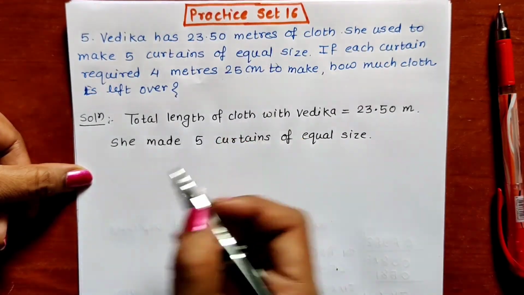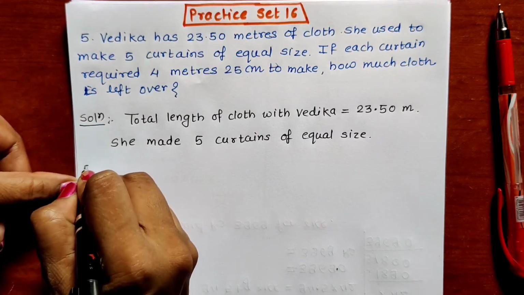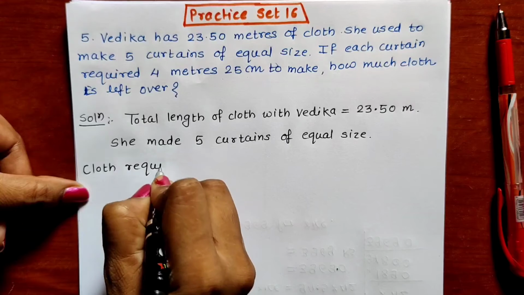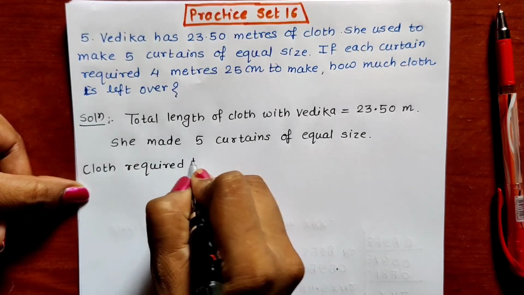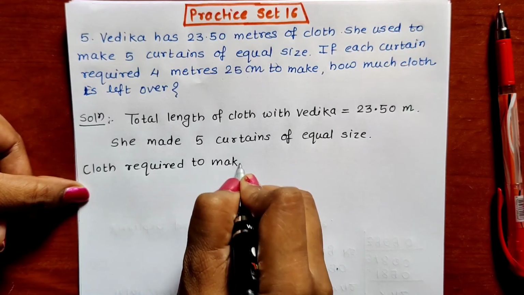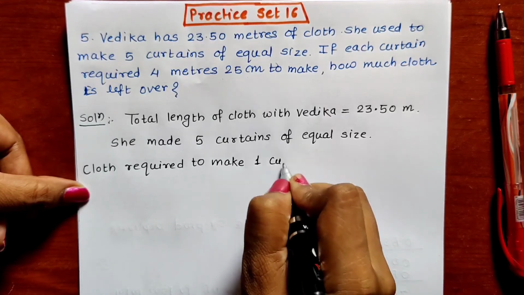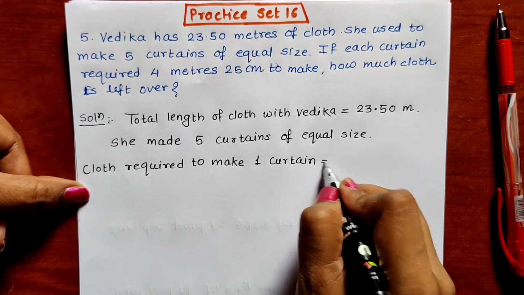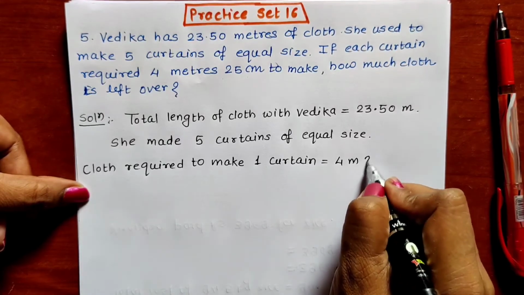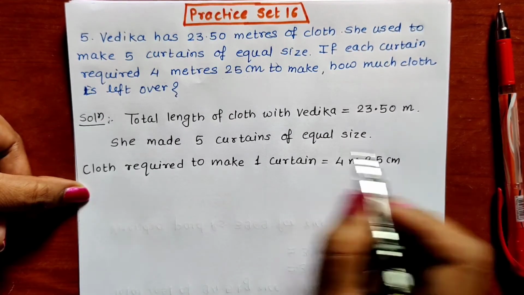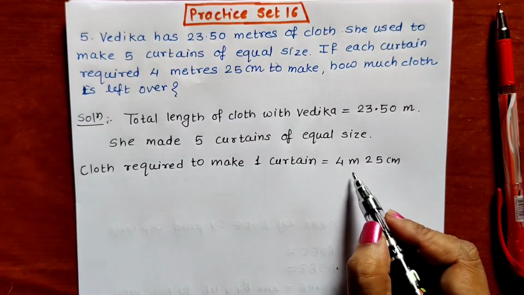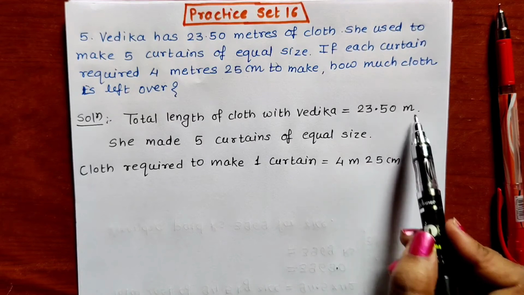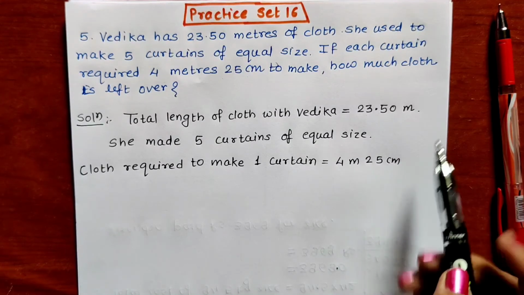4 meters 25 centimeters. We write here: cloth required to make one curtain. Okay, how much cloth is required to make one curtain? It is 4 meter 25 centimeter. Now see children, here 23.50 meter is given, and here 4 meter 25 centimeter is given.